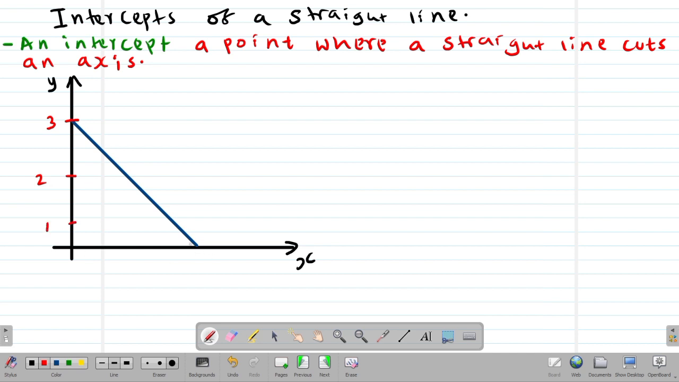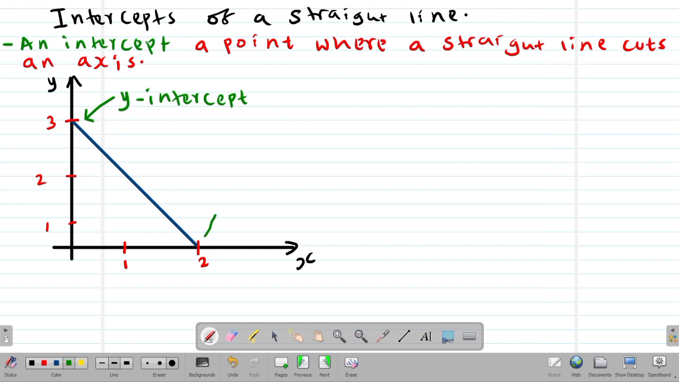Suppose this point is point 2, and of course this is point 1 along the horizontal axis. Then the axes of this particular line will be given by the following. This point here, the point 3, is what we call the y-intercept. A point where the line cuts the y-axis is called the y-intercept.